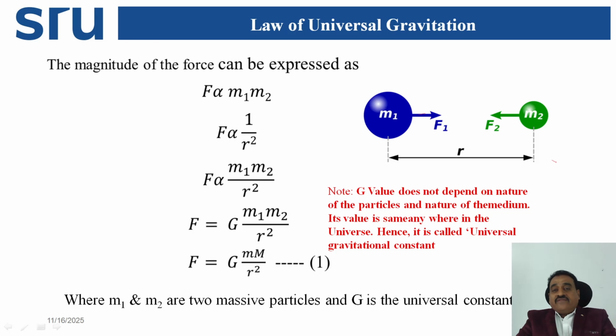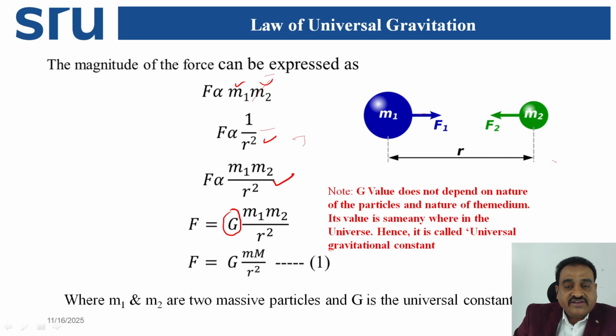Every particle in the universe attracts the other particle. The force F is directly proportional to the product of two masses M1, M2 and inversely proportional to the square of the distance between them. So we can write F is directly proportional to M1 M2 by R square. With the proportionality constant capital G, F is equal to G M1 M2 by R square.